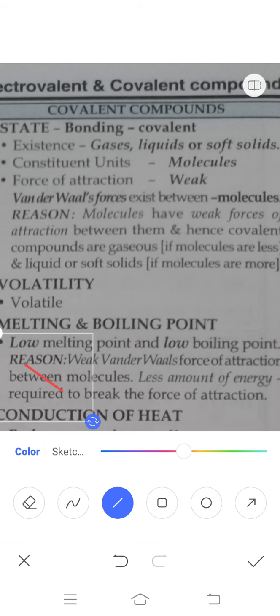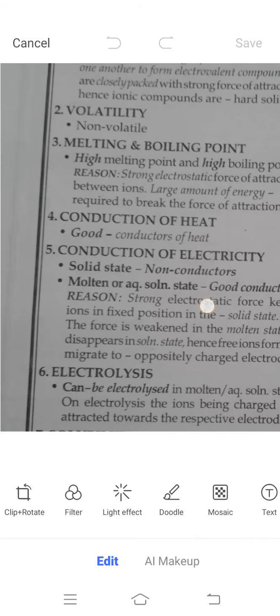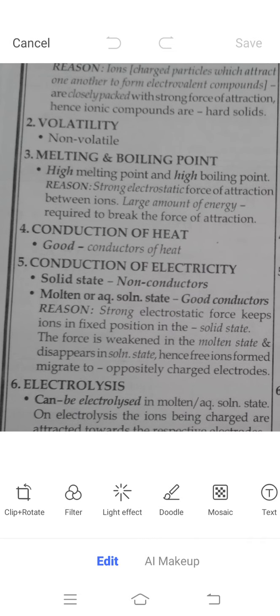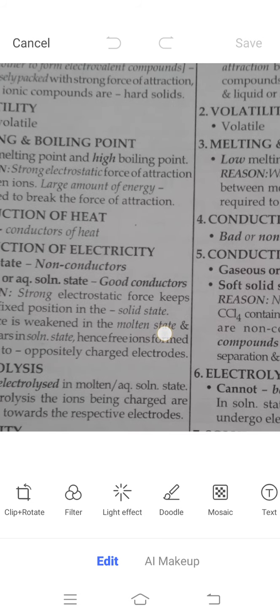Now let us go to the next part. We have here volatility. Ionic compounds are non-volatile in nature. Children, why are they non-volatile? Because their melting or boiling point is above 100 degrees Celsius, normally. And covalent compounds are volatile in nature because their melting or boiling point is usually less than 100.